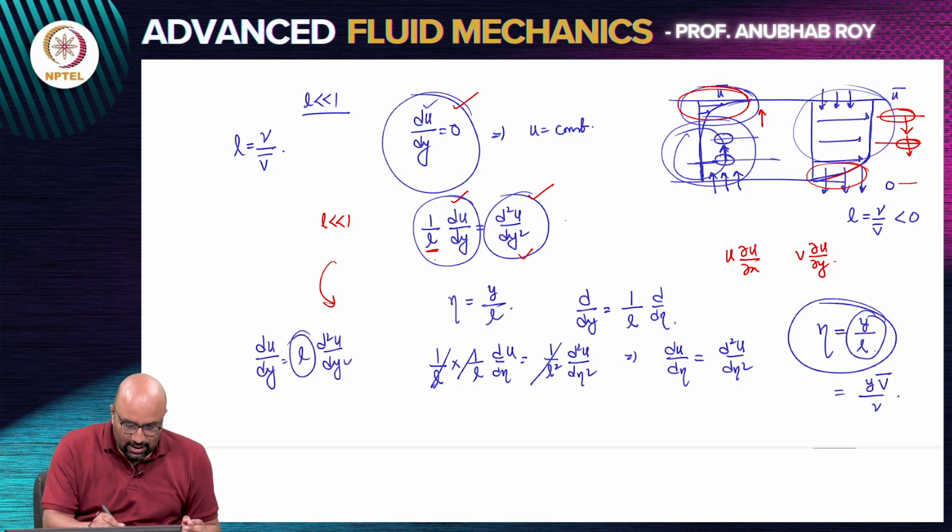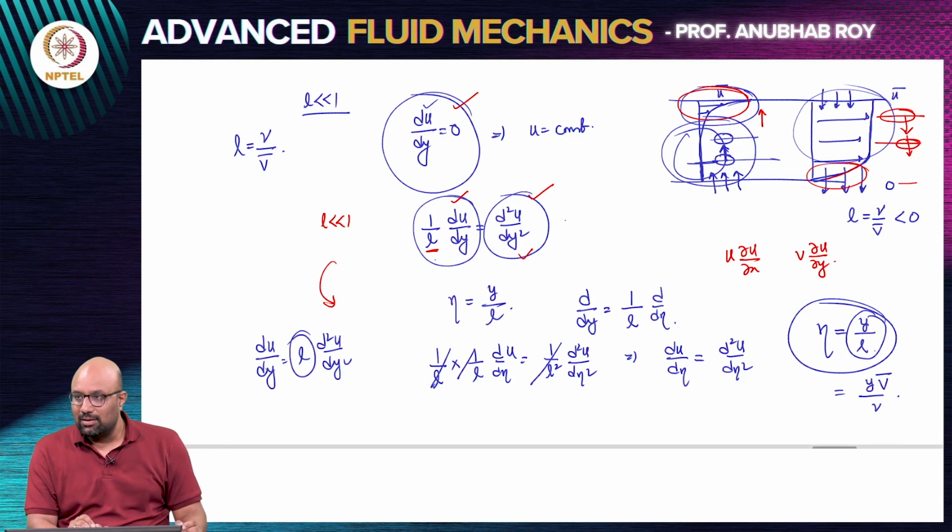So, here just because L is small, that length scale is small, doesn't mean that I can drop my viscous term. Viscous terms need to be kept, and viscous terms have to be kept especially in a region very close to the wall where viscous diffusion will be as dominant as advection.